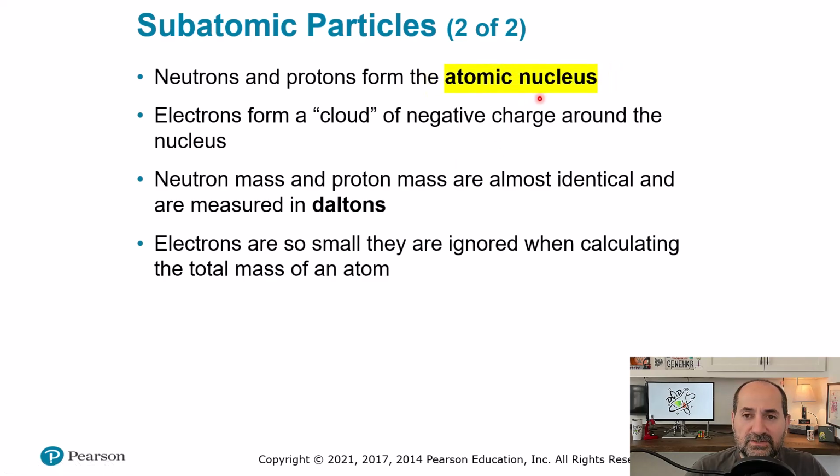The atomic nucleus contains the protons and the neutrons, and electrons exist in the orbitals outside of the atomic nucleus. You should know what a Dalton is. It's a measure of mass. And you should know that it's the protons and the neutrons that have a mass of one Dalton. Electrons are so tiny that they are about 2,000 times smaller than a Dalton, right? So it's protons and neutrons that have a mass of a Dalton, not the electrons.